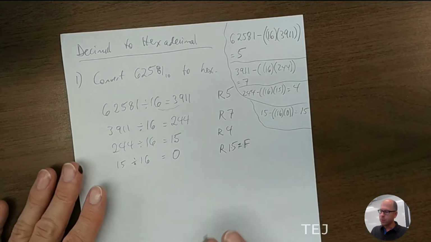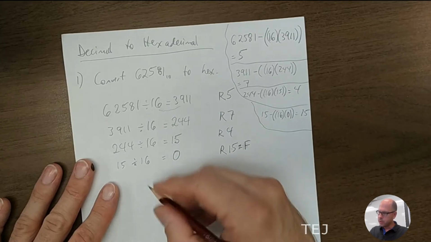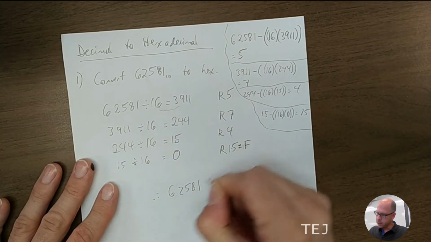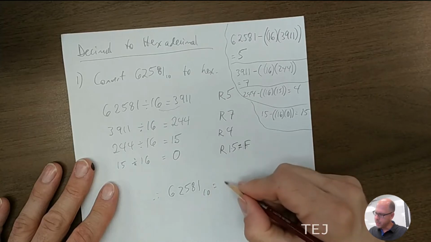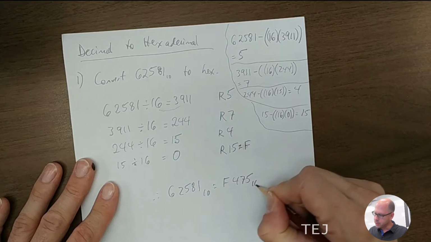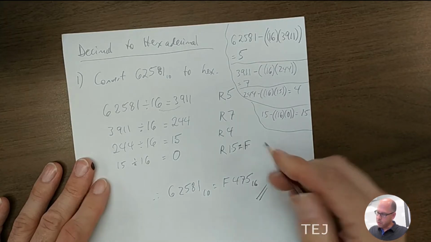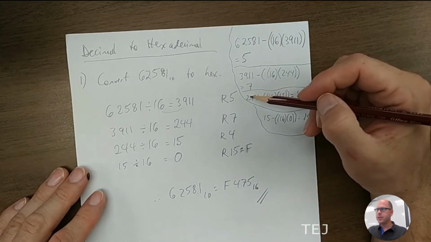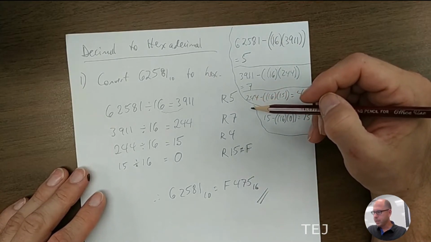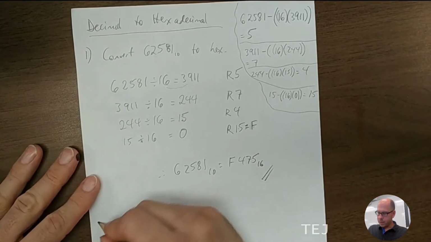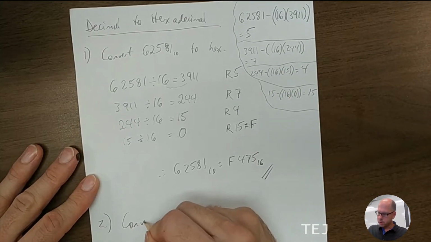So we're going to read the number bottom to top. Here's our final result. This number, base 10, is equal to F475 base 16. Remember to go from bottom to top because the top number is the least significant digit. All right, so that's your example. I can do another example as well.